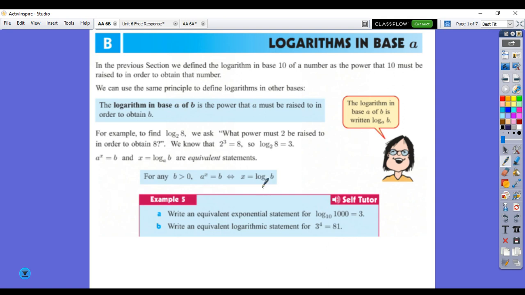All right, so where letter A was all about log base 10, section B is all about all other bases.